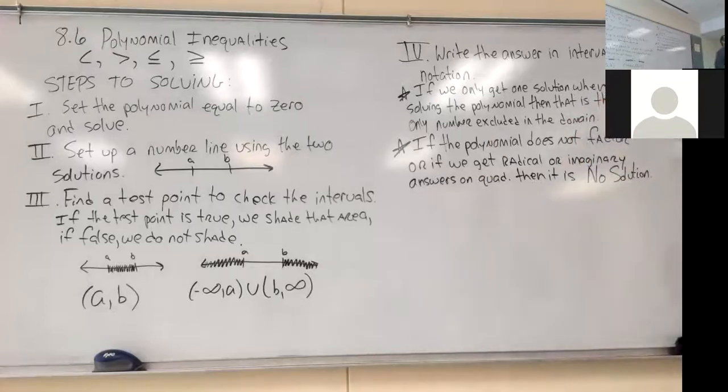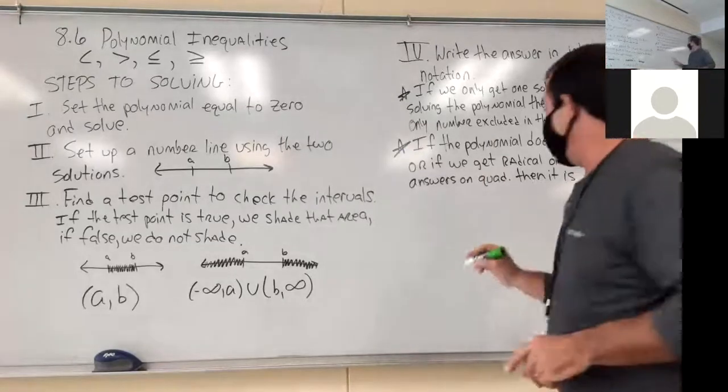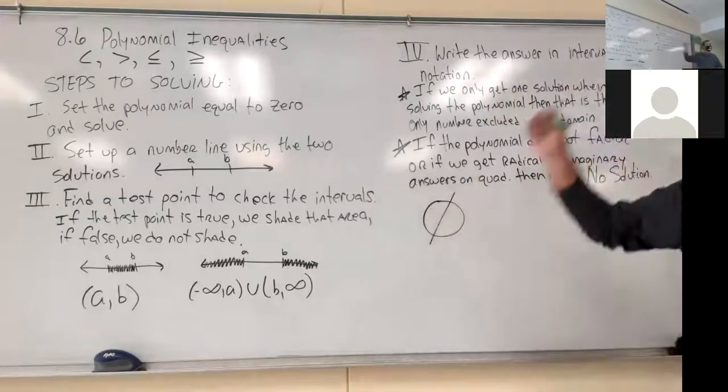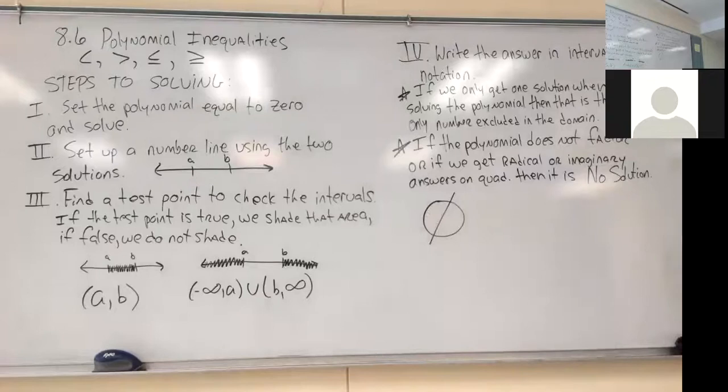Now, MATLAB don't have a choice B that says no solution. What you got to do in MATLAB, if it's a no solution on these problems, is they'll give you a circle with a line through it, and that means no solution or empty set, okay?